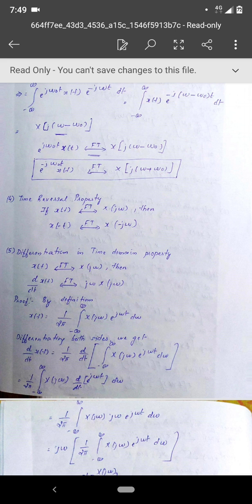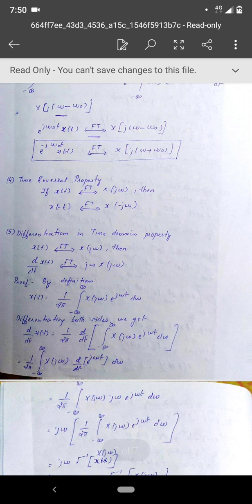You can just simply find the derivation again. You will use a simple technique of dummy variable and all those things. You can just understand that. And if x of t leads to x of j omega, then x of minus t will lead to x of minus j omega. That is the property of time reversal. That is, if you reverse in time, that also happens in frequency domain.